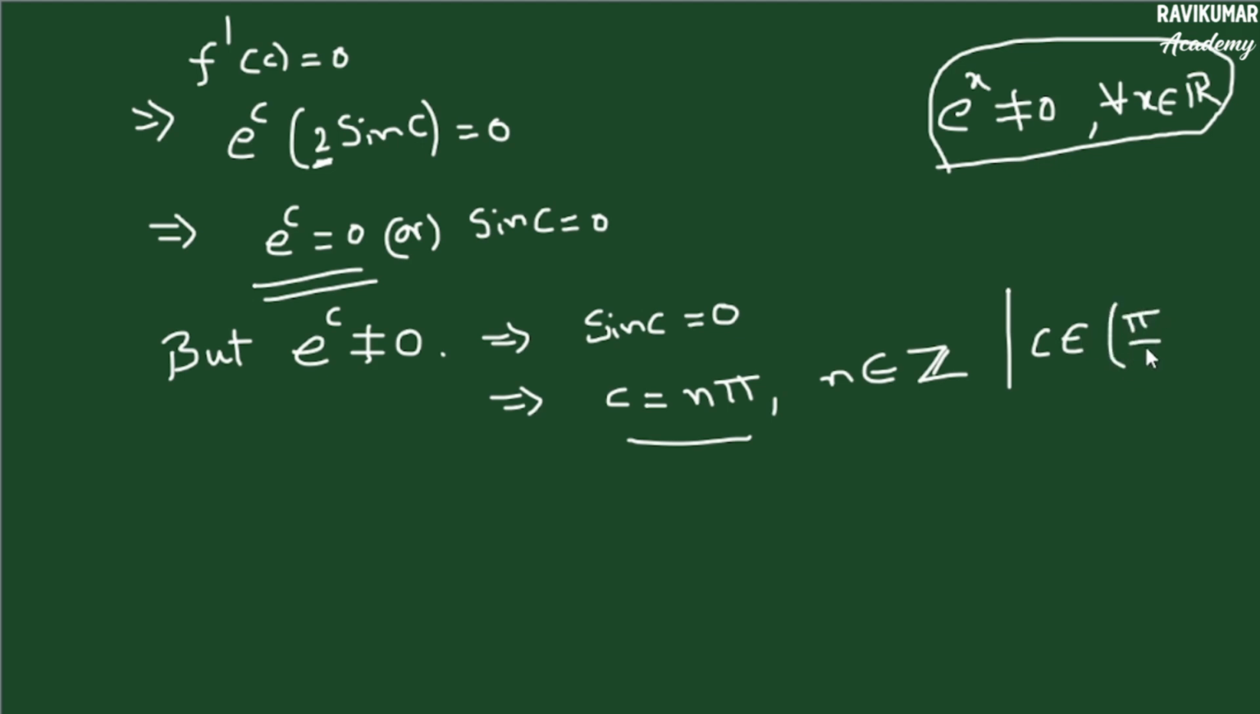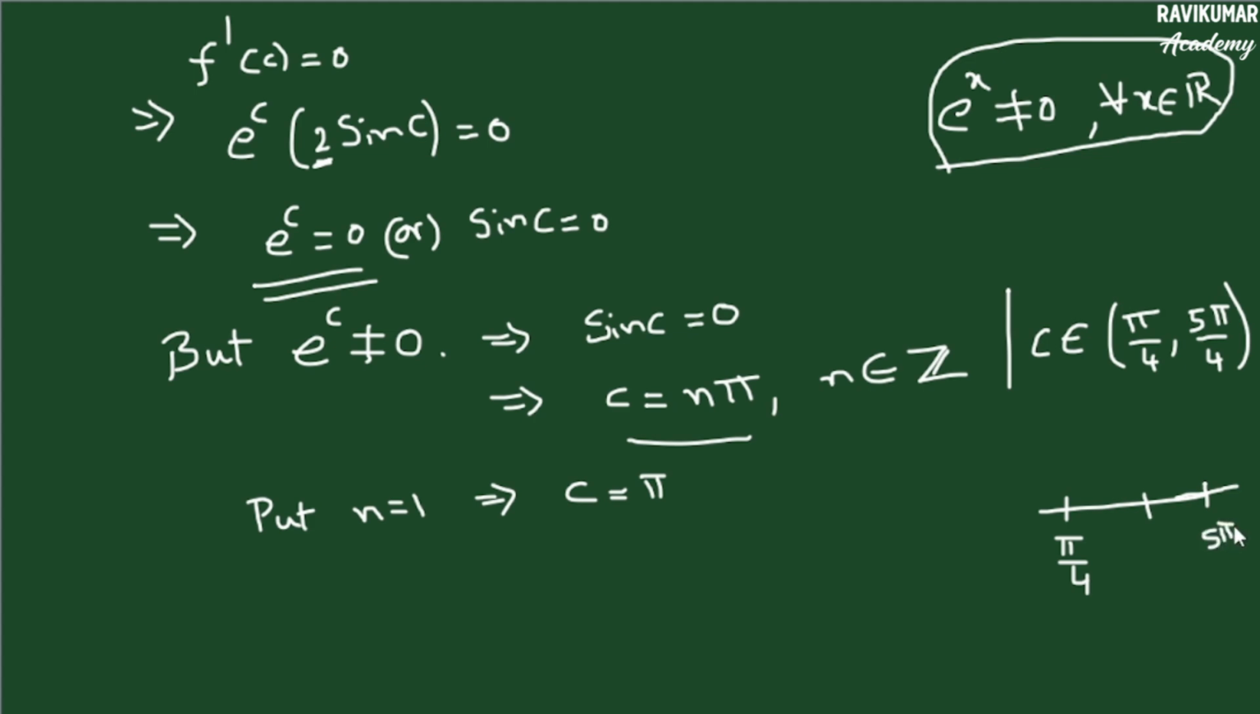the open interval (a, b), right? So for what value of n will you have a c in between pi by 4 and 5 pi by 4? Put n equal to 1, you will get c equal to pi. So pi is in between pi by 4 and 5 pi by 4, right? Because 5 pi by 4 is pi plus pi by 4, so it is more than pi, and pi by 4 is less than pi. Therefore, c equal to pi belongs to (pi by 4, 5 pi by 4).